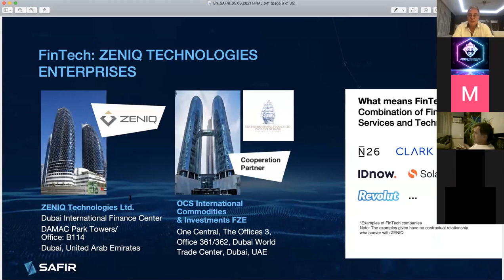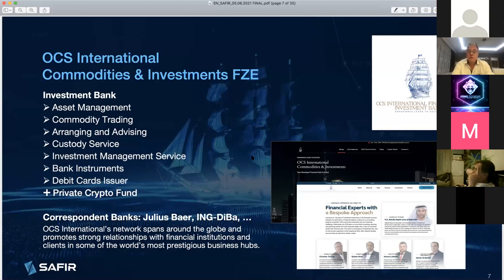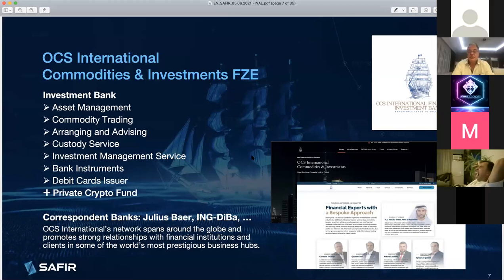The company is based in Dubai, together with our banking partner, which is also based in Dubai. We work in the fintech area, as you surely know about Revolut, ID Now, and several others that also have some parts, but they don't have a fully functional ecosystem based on a platform. So what our banking partner is providing each and every user is also asset management and commodity trading, arranging, advising, custody service, investment management, banking instruments.